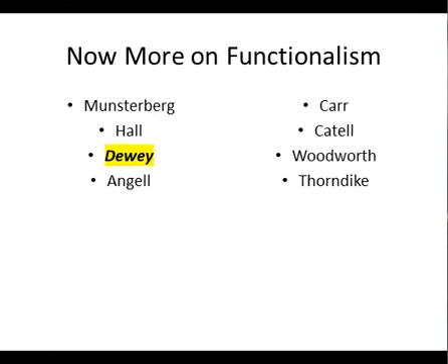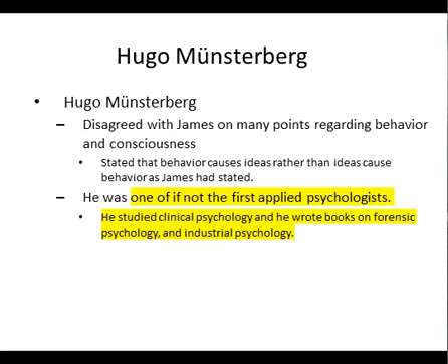So, a few other individuals that we want to have a quick look at, including Münsterberg, Hall, Angell, Carr, Cattell, Woodworth, and Thorndike. So, Hugo Münsterberg disagreed with William James on many points regarding behavior and consciousness. He said that behavior causes ideas rather than ideas cause behaviors, as James had stated. Münsterberg was one of the first applied psychologists. He studied clinical psychology, and he wrote books on forensic psychology and industrial psychology. And as we saw previously, he had some interest as well in film and how that gestalt view could be employed.